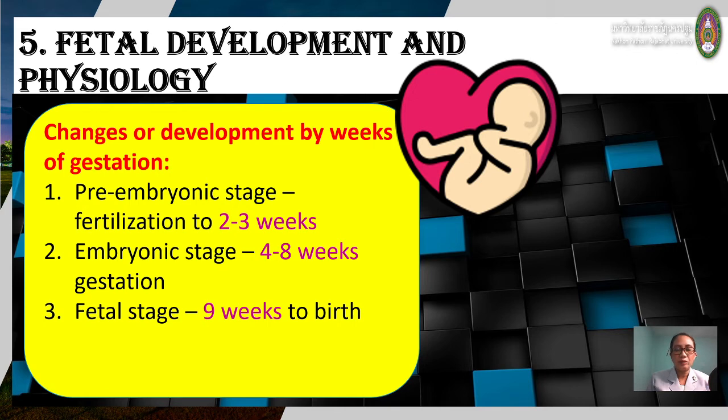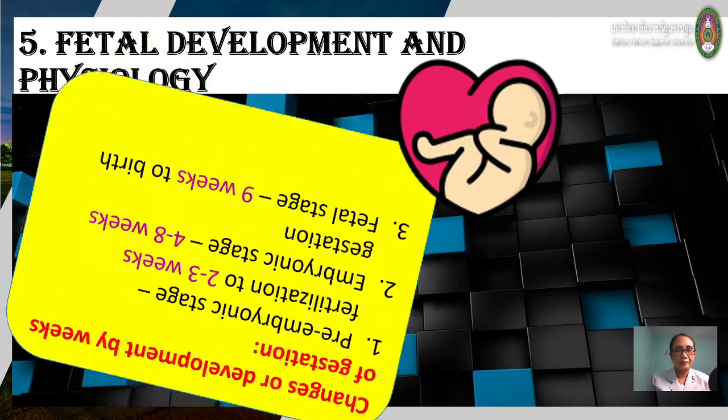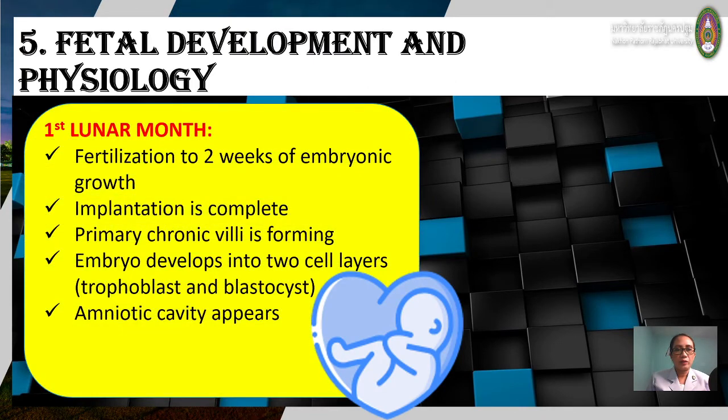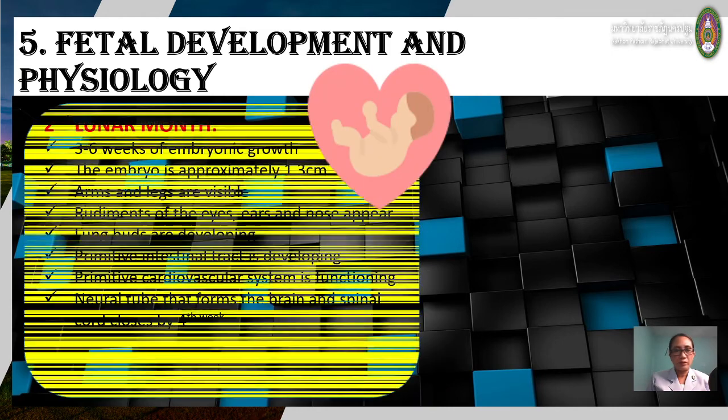So at 9 weeks, this already resembles a human being, anatomically and physically. Right. So the first lunar month occurs from fertilization to 2 weeks of embryonic growth. So those are the changes.